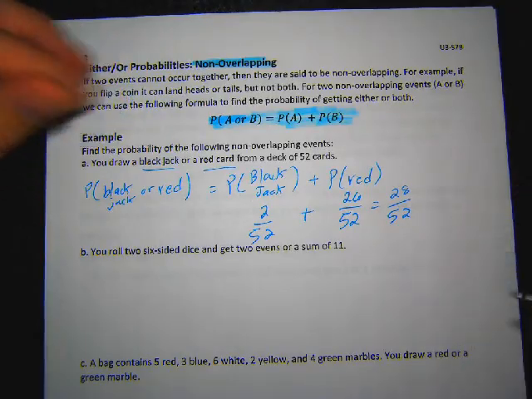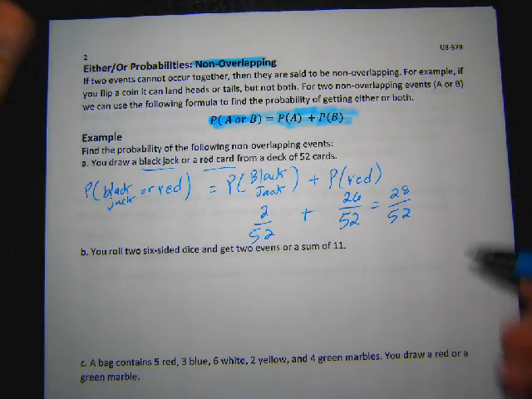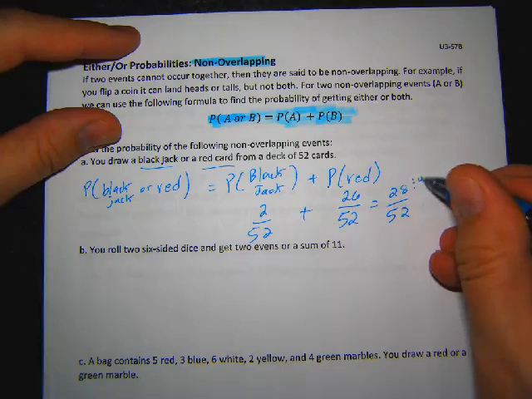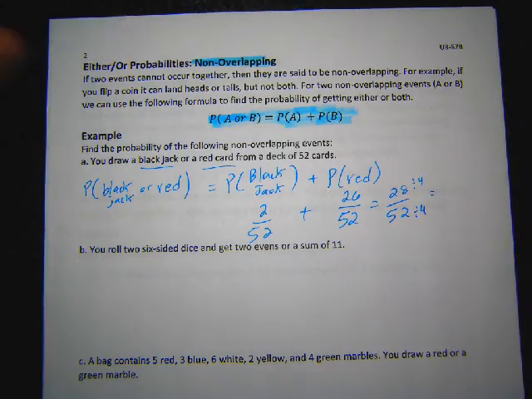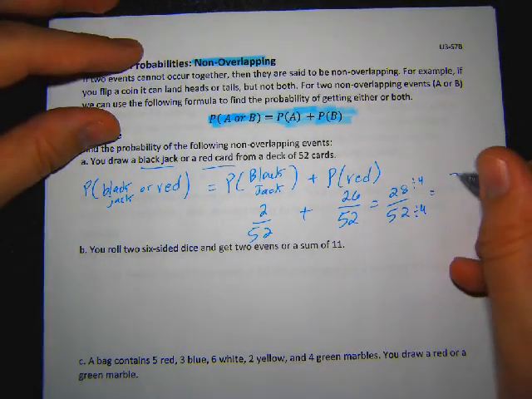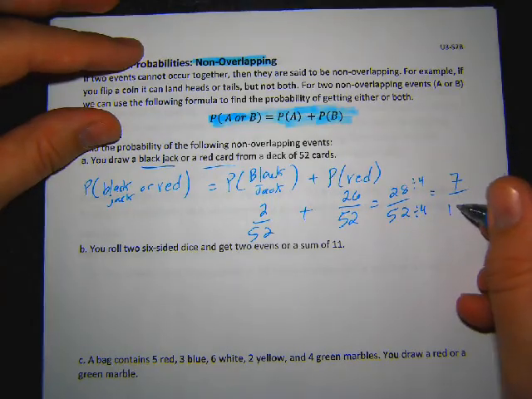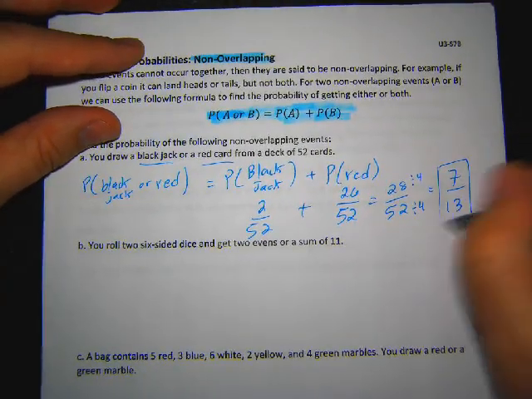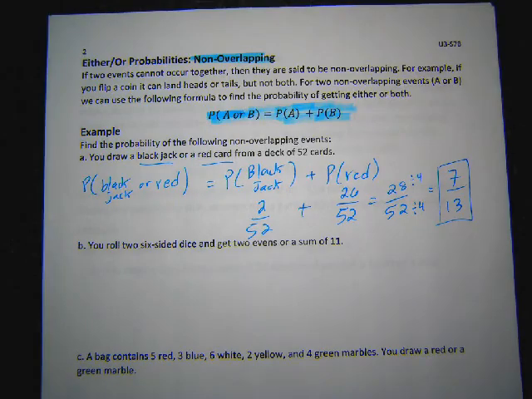Again, we're always going to look and see, is there anything I can divide the top and bottom by? These both divide by 4, and you can make your calculator do this, so you don't have to do it by hand. I'm just doing it by hand right now because it's pretty straightforward, and you get 7/13. So 7 out of the 13 cards work. So that's the idea. So non-overlapping, you just find the probability of each option, and then add those together.